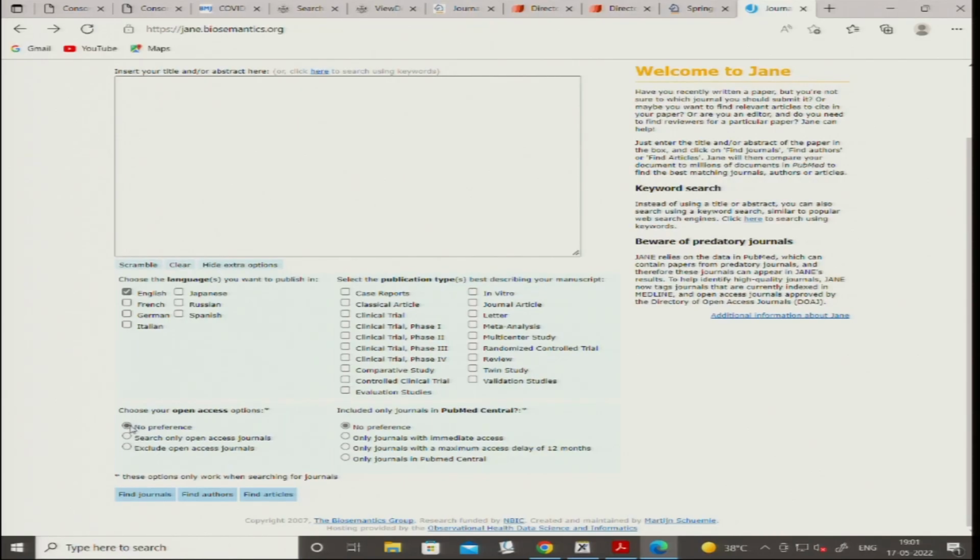So it gives you three different preferences to select the journal, right? You can have open journals, okay, or no choice. You can search only open access journals, and you can exclude open access journals. Okay, and again here you have all these analytics available, right?